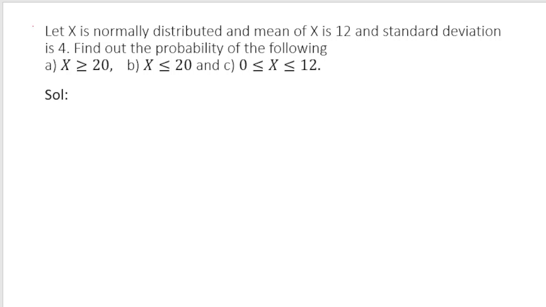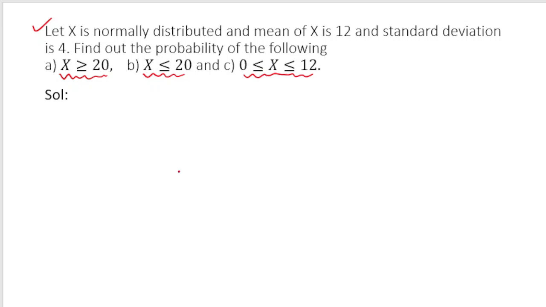So to make sense of it, let us take a small question. Let x be normally distributed with mean of x equal to 12 and a standard deviation of 4. Find out the probability for the following. What is the probability that random variable x will take a value greater than or equal to 20? What is the probability that random variable x will take a value less than or equal to 20? And what is the probability that random variable x will take a value between 0 and 12?